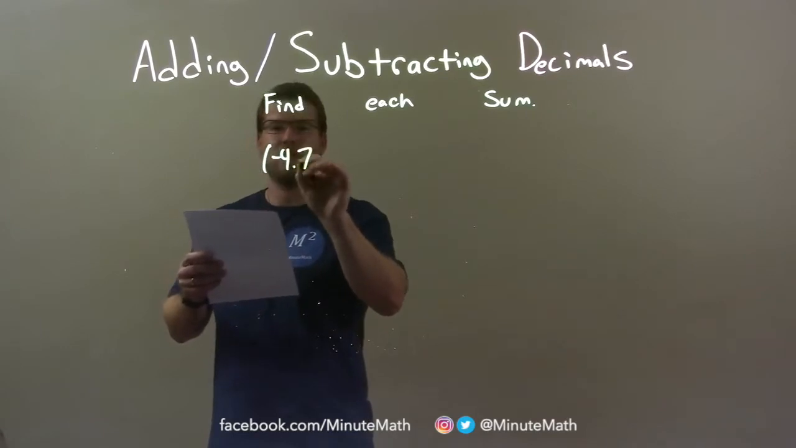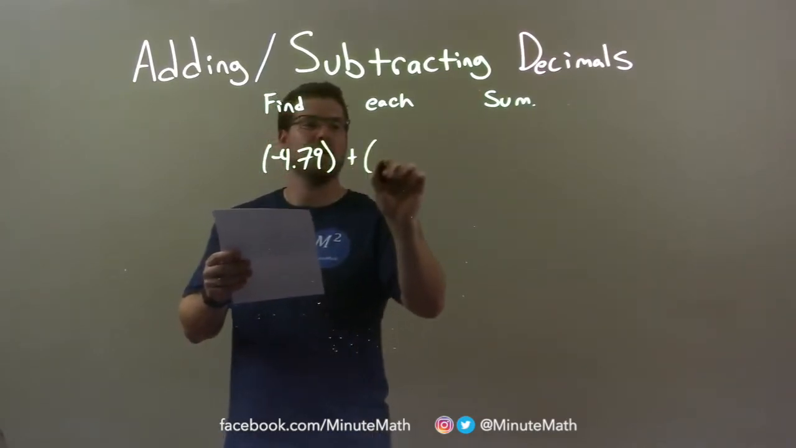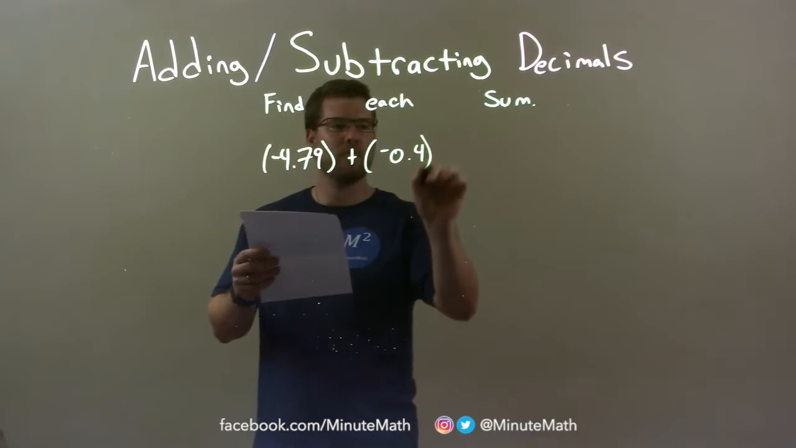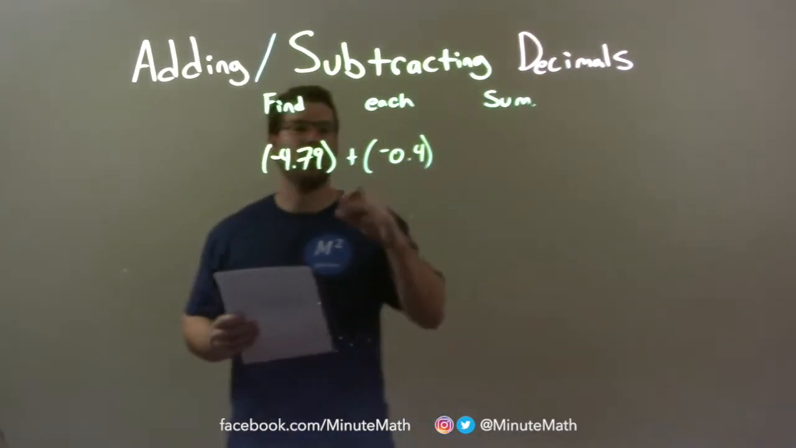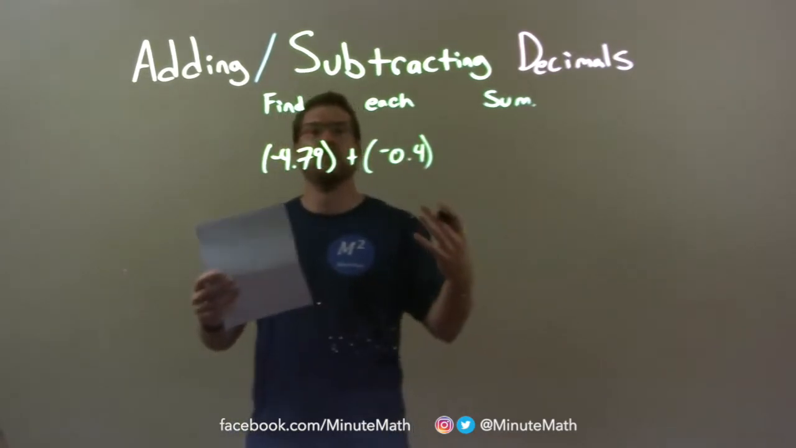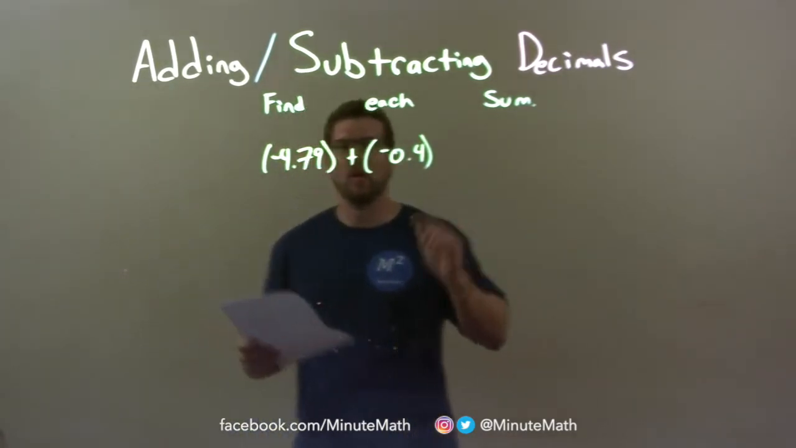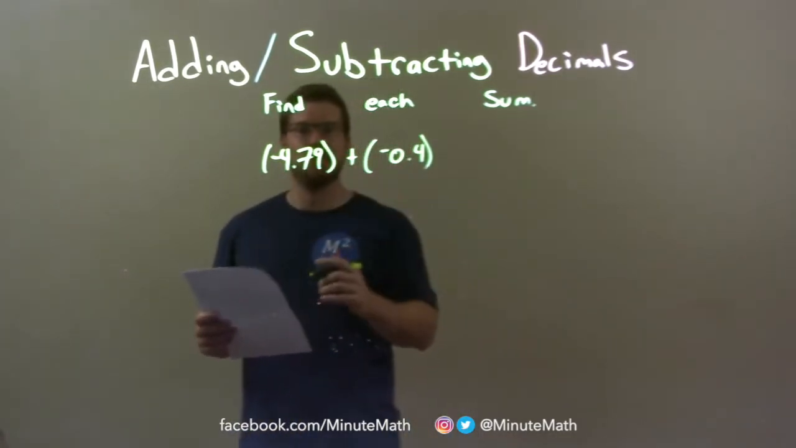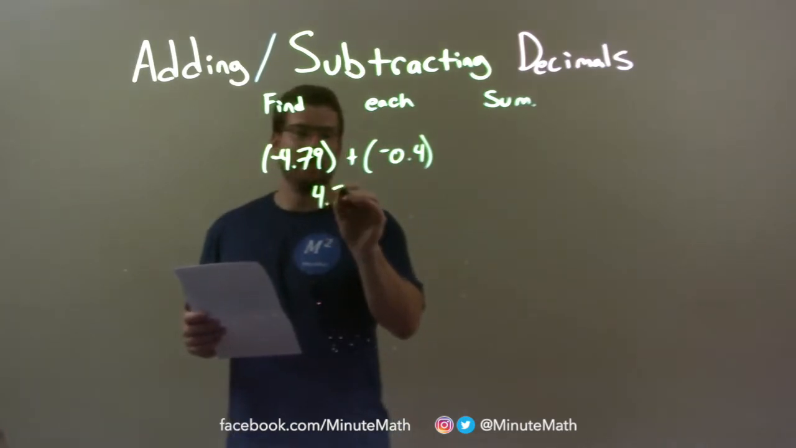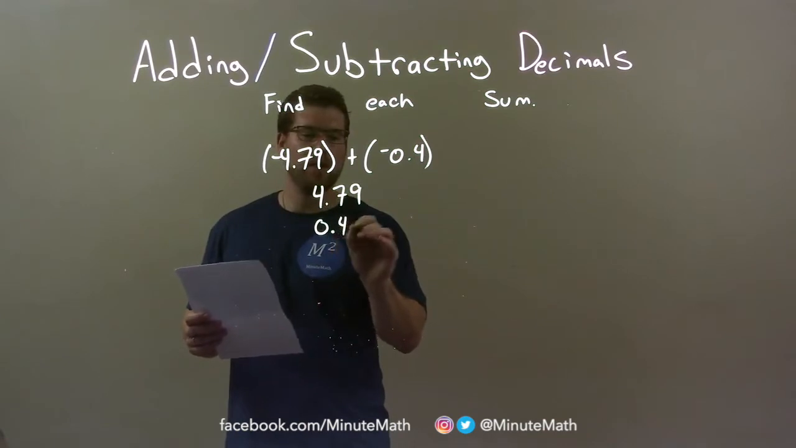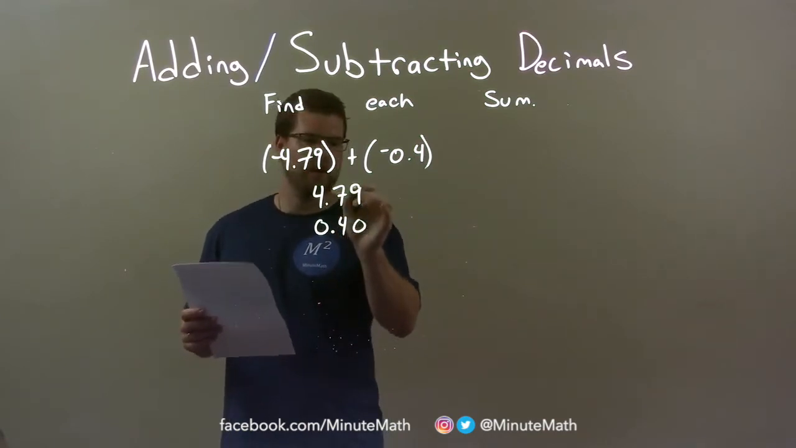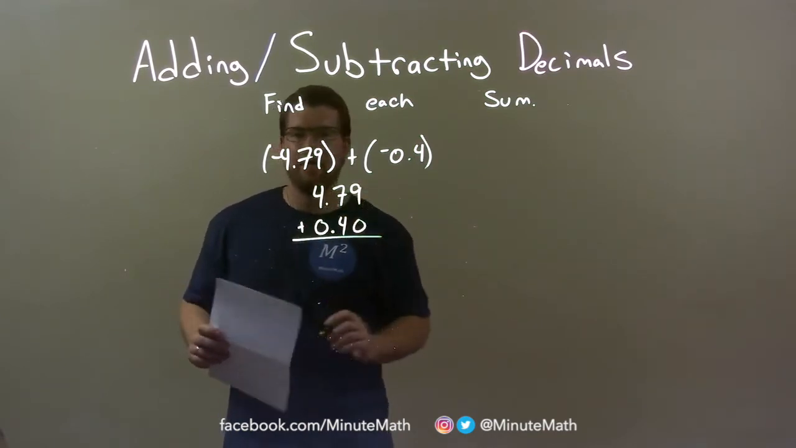Negative 4.79 plus negative 0.4. Okay? Well, I'm looking to combine these decimals. Now, they're both negative, so I know if I add them together, it's going to be an even larger negative. So what I'm going to do is just treat it like an addition problem. 4.79, and then I have 0.4, and make sure we line up the decimals, and I'm going to add another 0 here so it's lined up. I'm going to add these two.